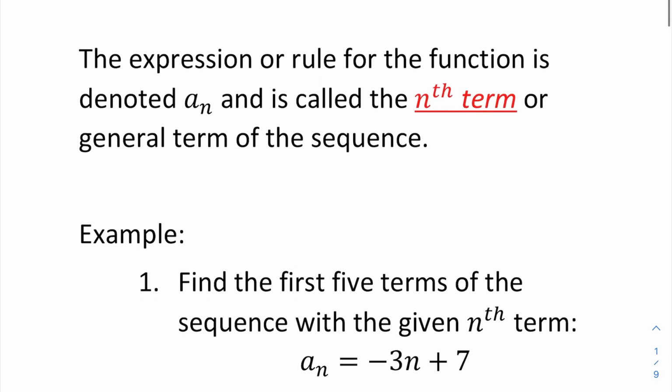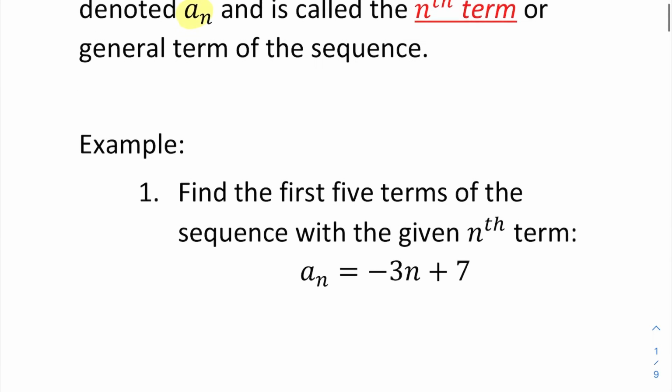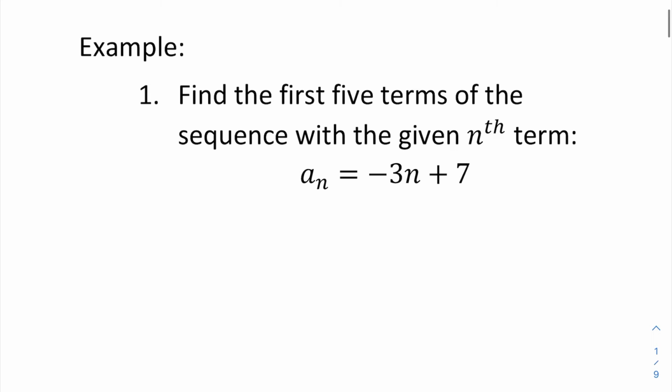The expression or rule for the function is what we give that notation, an, to. It's called the nth term or general term of the sequence. So the function that we're plugging the numbers into, that rule or expression, is actually what we call the general nth term. So let's take a look at an example.